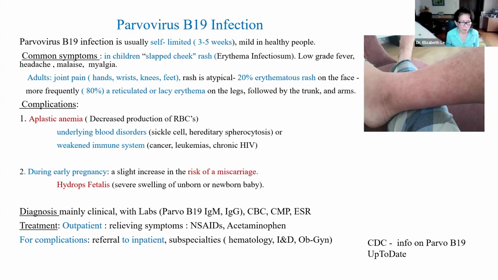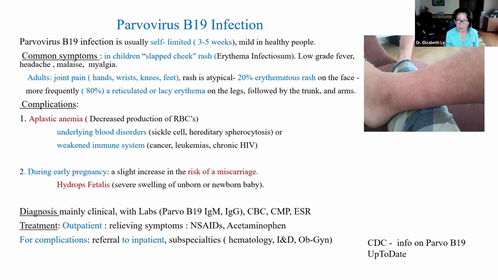The diagnosis mainly is clinical, with labs like parvo B19 IgM and IgG. You get a CBC, your CMP, your sed rate. And then the treatment, most cases are outpatient, is to relieve symptoms. You use NSAIDs or acetaminophen, NSAIDs like ibuprofen, Aleve, Advil, over-the-counter, acetaminophen.